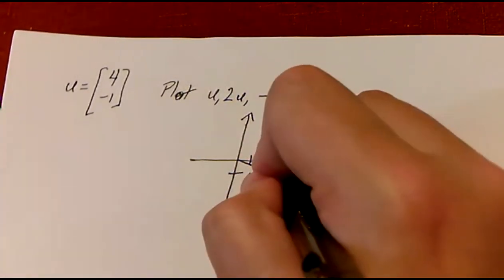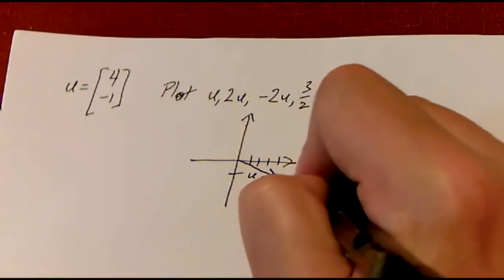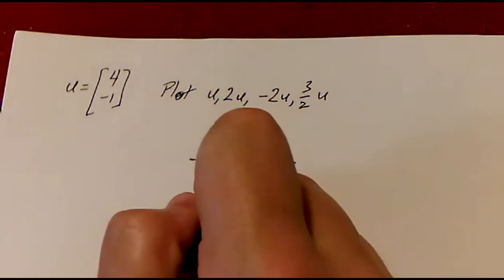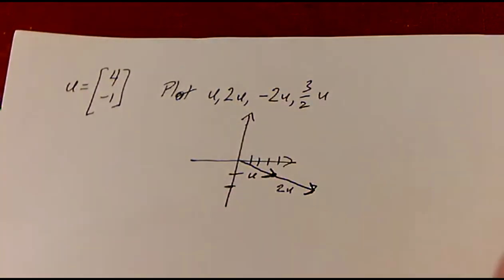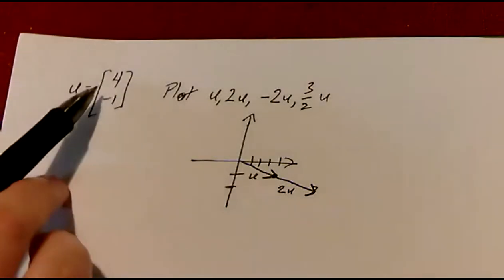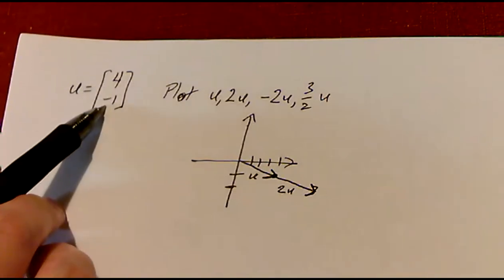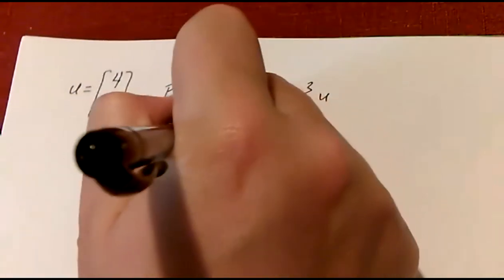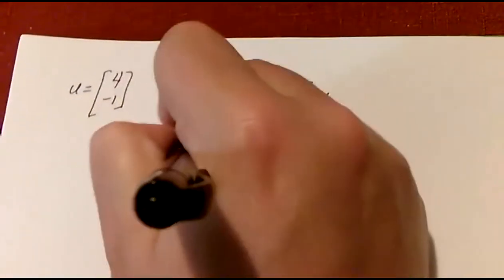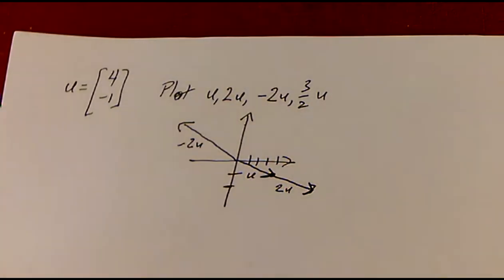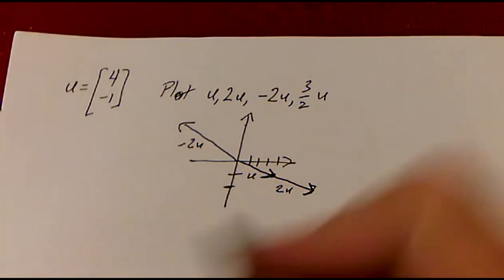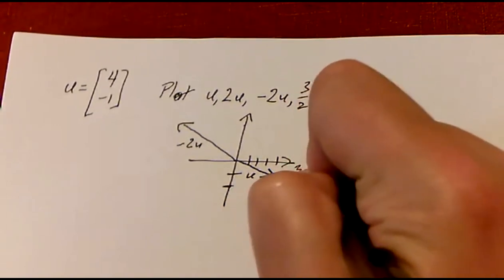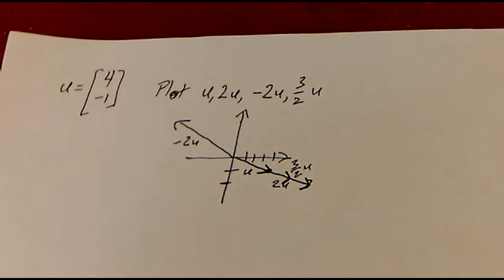2u then will be double that. Think about what 2u is. It would be (8, -2). So there's 2u. Now -2u is going to be (-8, 2). So you're multiplying those coordinates by -2, and it's going to come out the other way. My figure's not going to be drawn to scale here. So that's -2u. Now 3/2 u would be halfway between u and 2u, so we would get that whole line.